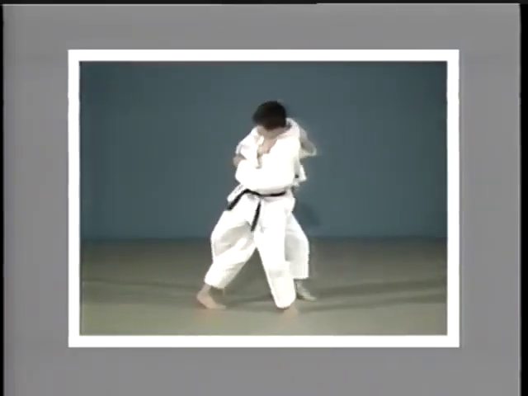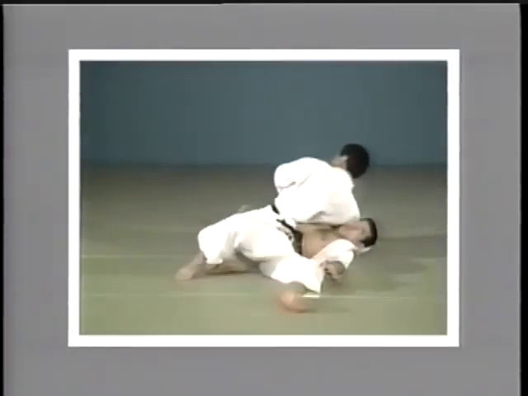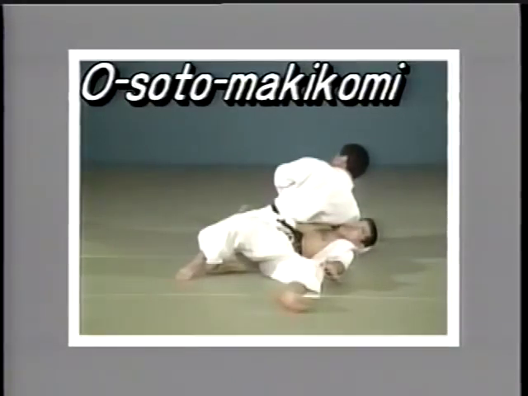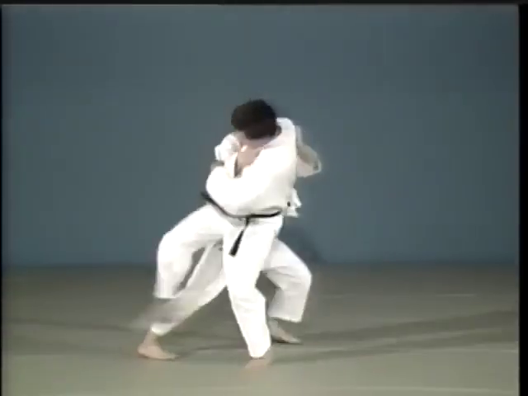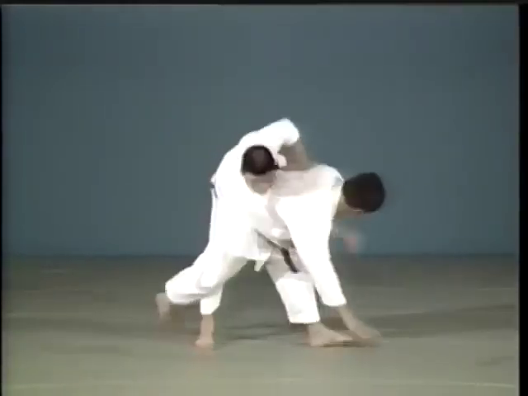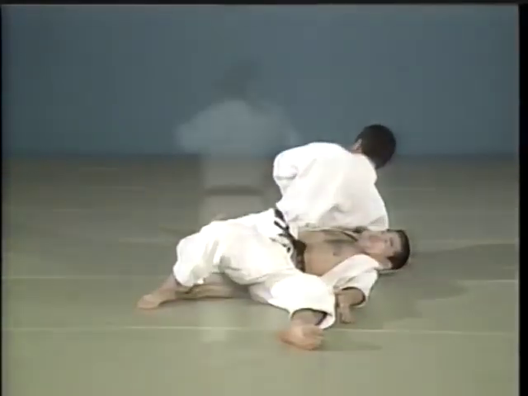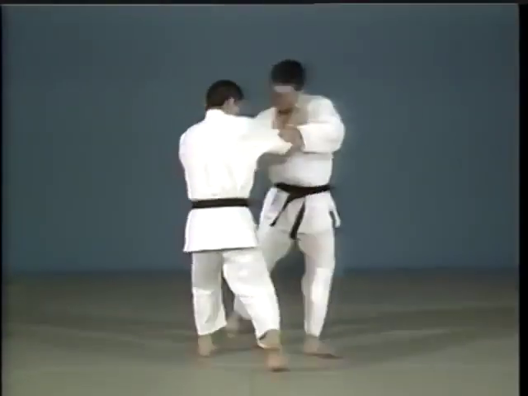Osoto makikomi. Osoto Makikomi starts with one of the Osotogari family of techniques, followed by either an outer or inner wraparound throw.